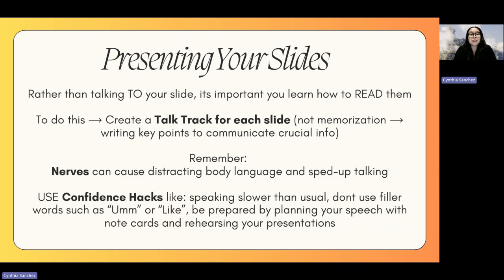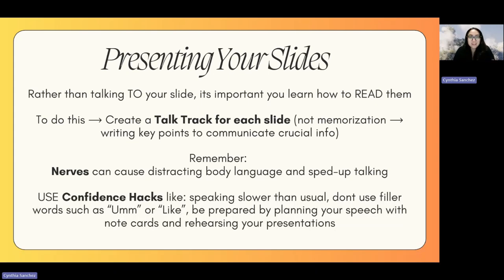To do this, you want to build a talk track for each of your slides. A talk track isn't necessarily something you need to memorize word for word, but it's important that you use it to write key speaking points so that you can communicate very important information to that individual. It's also important to remember that nerves can cause distracting body language, stuttering, or maybe even cause you to speed up your talking and your speech.